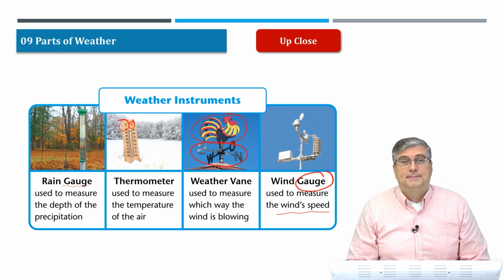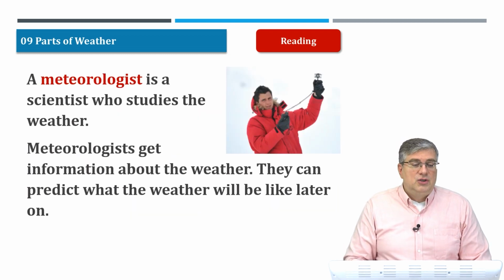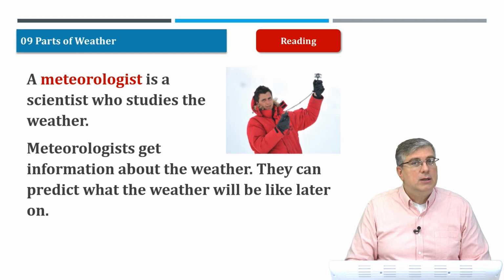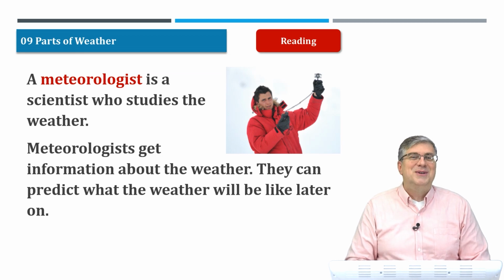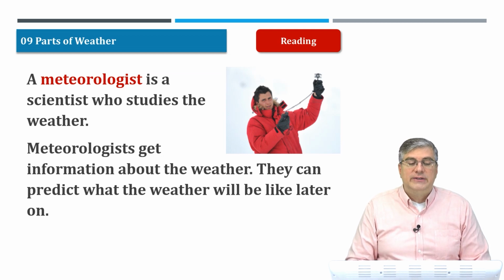Okay, good. The reading passage is about parts of the weather, and we're taking a look at meteorologists. Remember, meteorologists, they don't study meteors, they study the weather. Okay, so be careful with that word. A meteorologist, a little bit difficult to pronounce, right? Meteorologist. A meteorologist is a scientist who studies the weather.